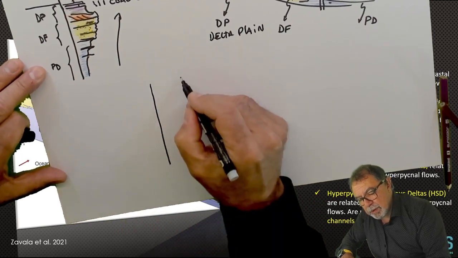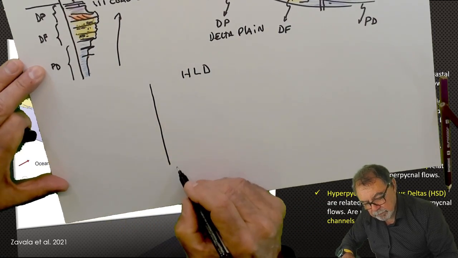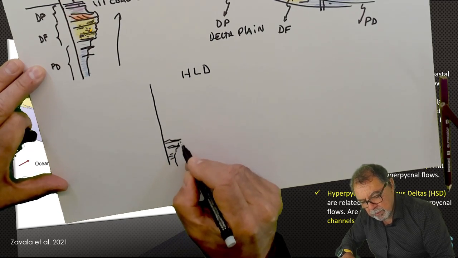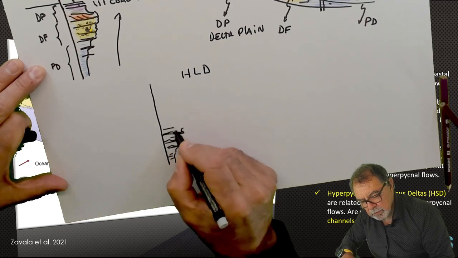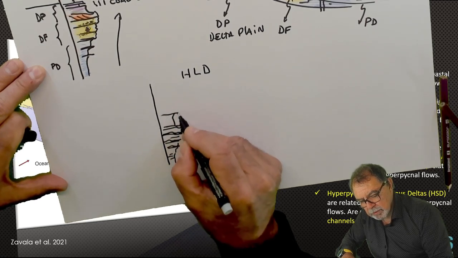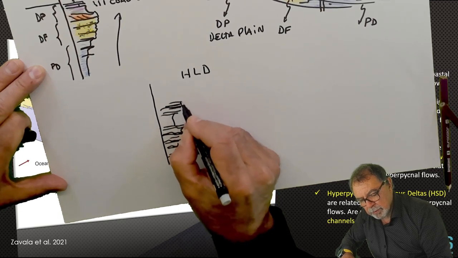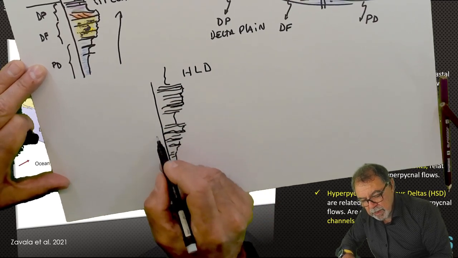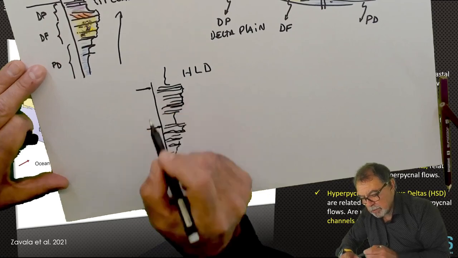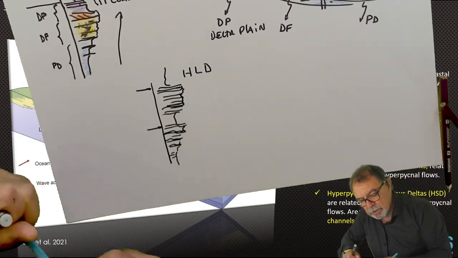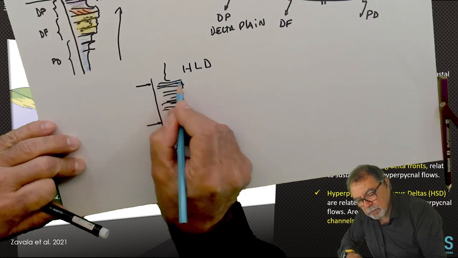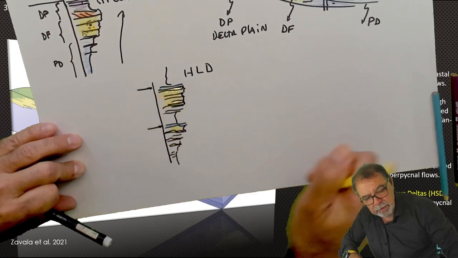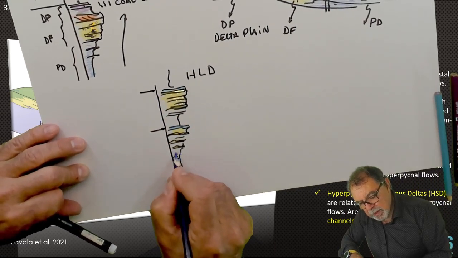In hyperpycnal littoral deltas you commonly have shales, then wave dominated deposits, shale, wave dominated deposits, shale, and sometimes you can end here with some limestone. In some situations you can end this progradational succession with a limestone, but you never have the delta plain here.